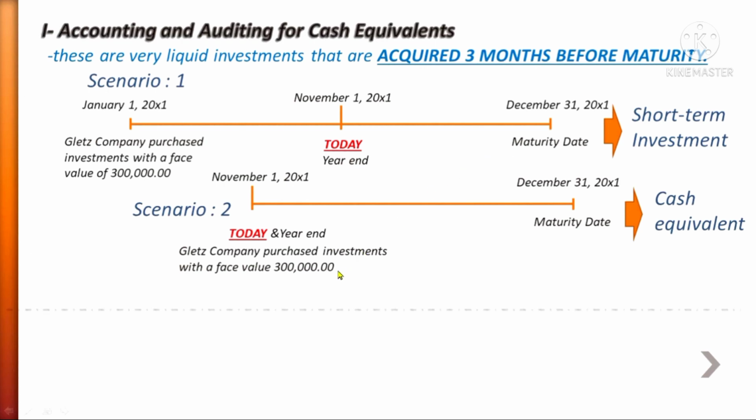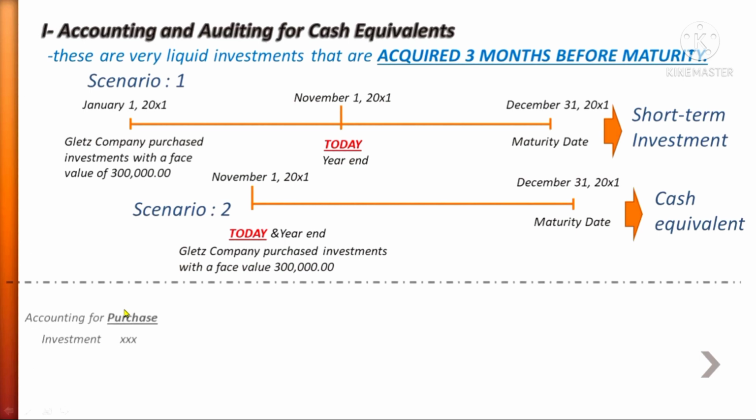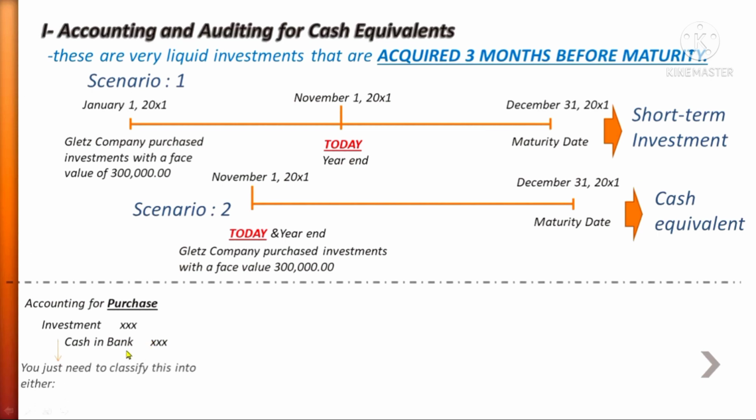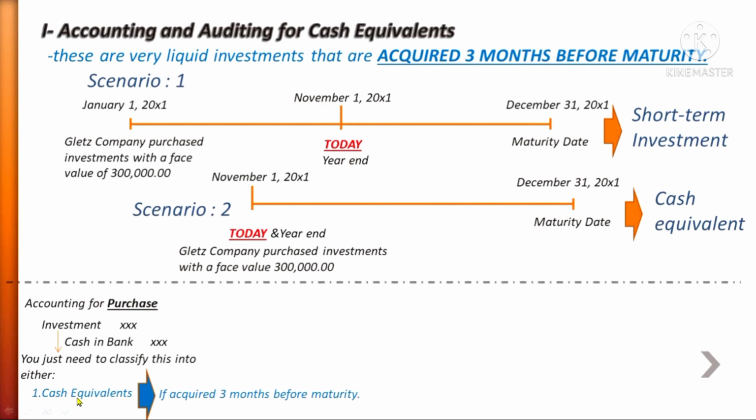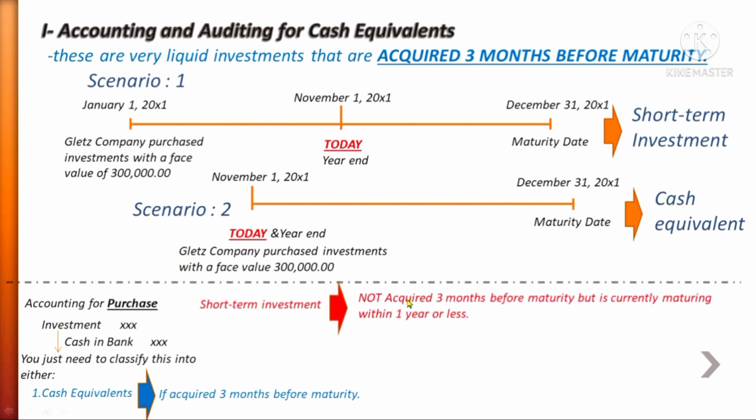Now let's go to the accounting of cash equivalents. Actually, it's the same as accounting for any other investment, whereby you just need to debit investment when you purchase it and then credit cash in bank. You just need to classify this investment. That's the only problem. To cash equivalent, of course, if it's acquired 3 months before maturity or less than 3 months, or short-term investment if it's not acquired 3 months before maturity.